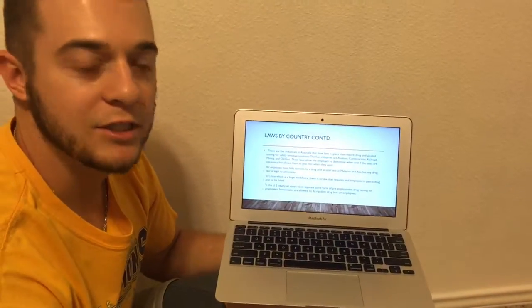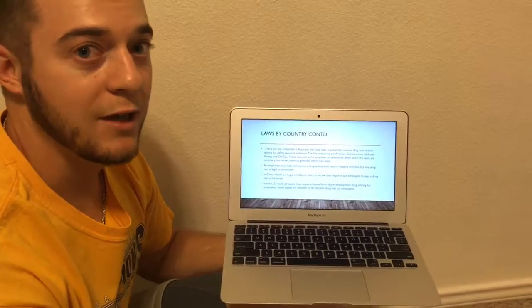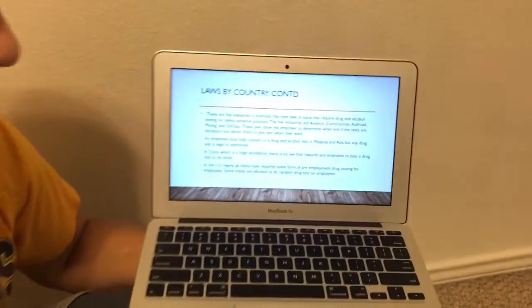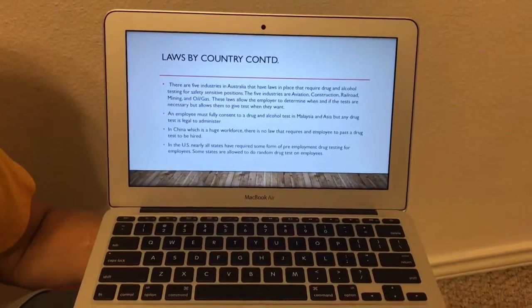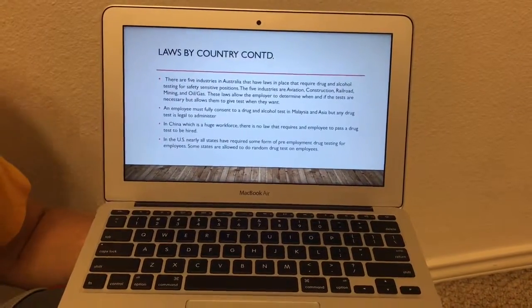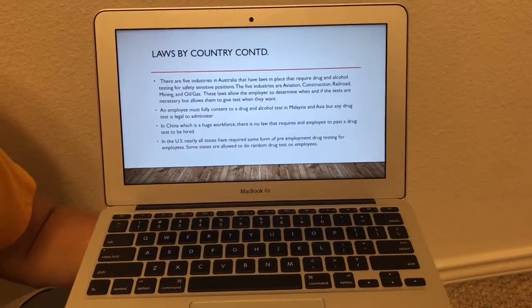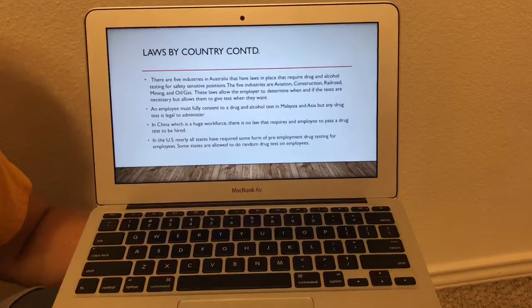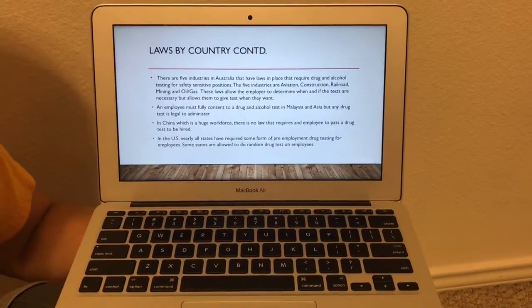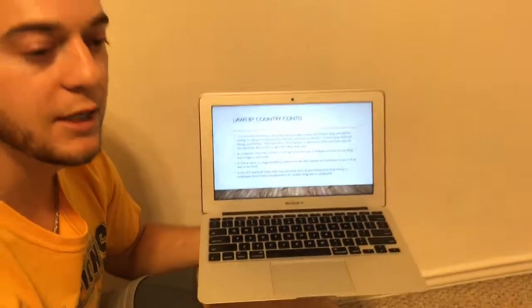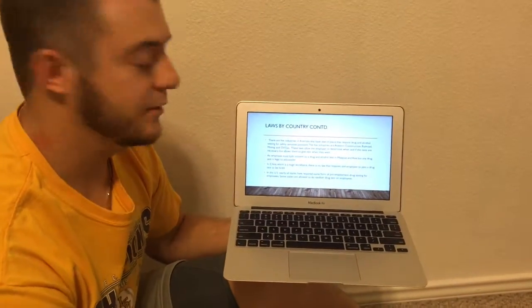And in China, which is one of the largest workforces, if not the largest workforce in the world, there is no law that requires an employee to pass a drug test to be hired. If the employee consents to a drug test, then they are allowed to drug test, but there's no law stating an employee has to be drug tested.